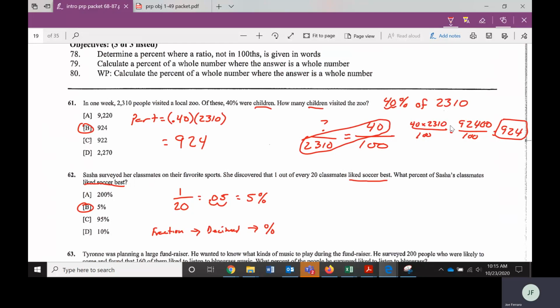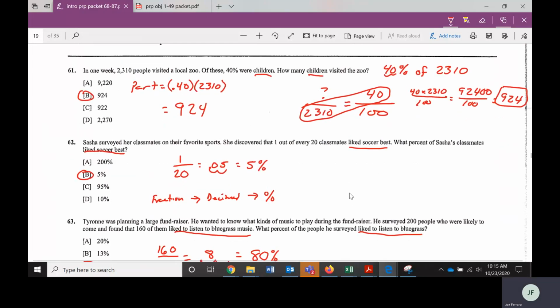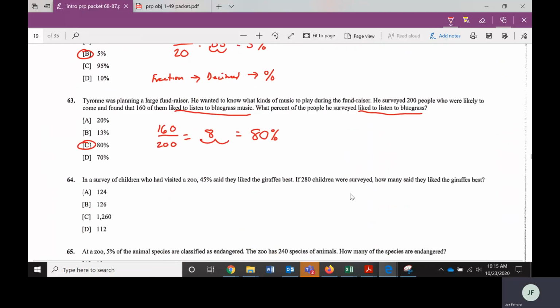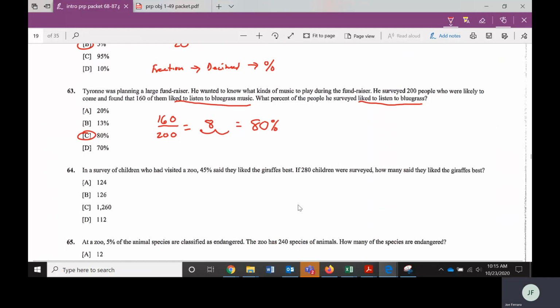Okay. All right, one more would be number 64. It says, in a survey of children who had visited the zoo, 45% said they like giraffes best. If 280 children were surveyed, how many said they liked giraffes best? So again, the question matches the percent they gave you. It says they want to know how many like giraffes best, and that is the percent they told you.